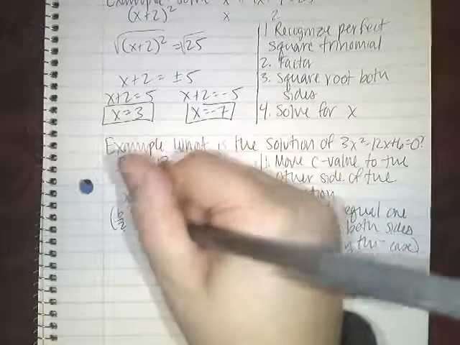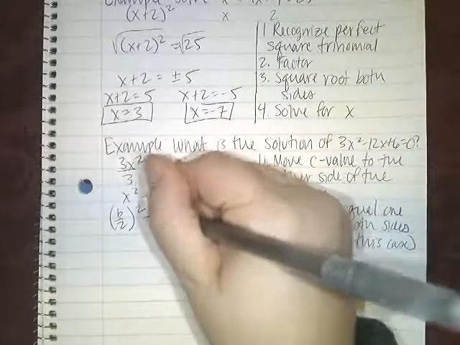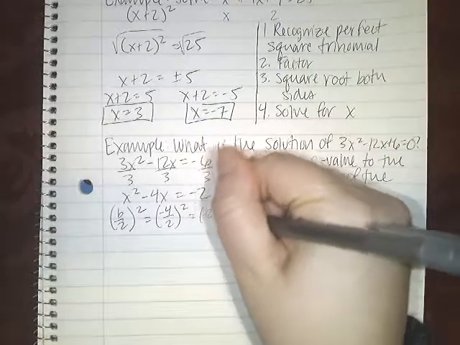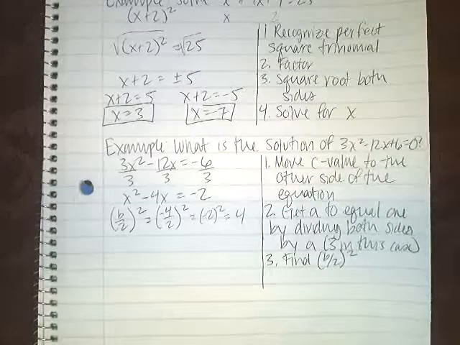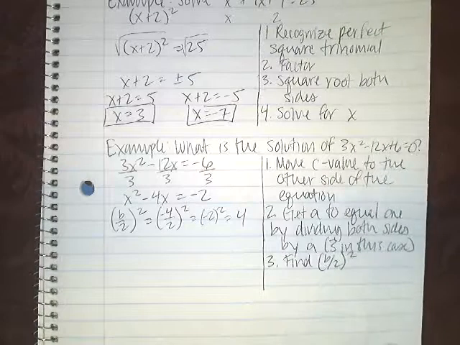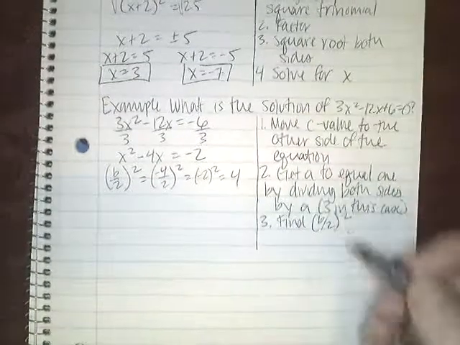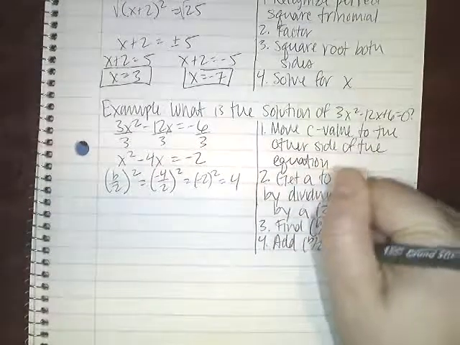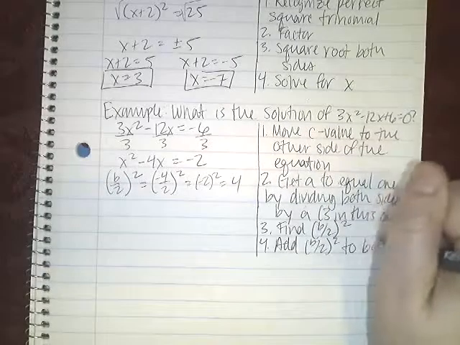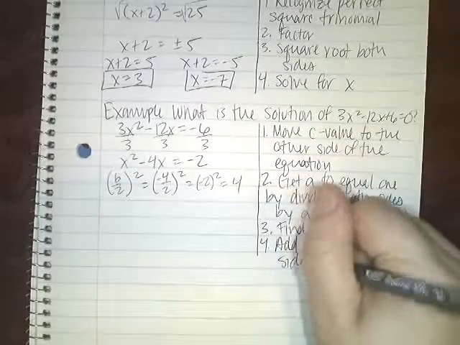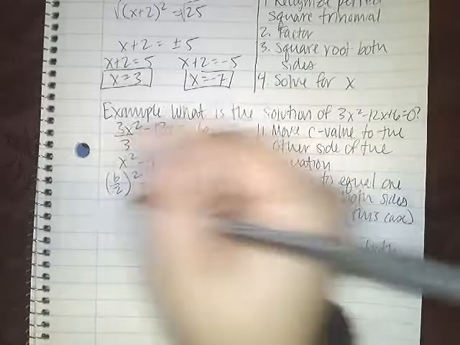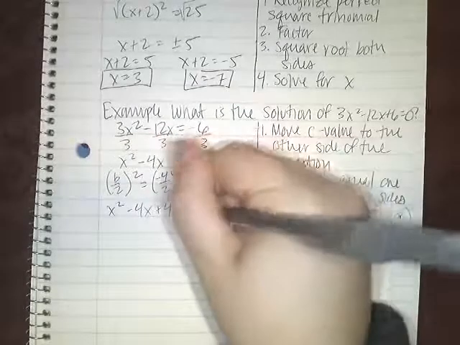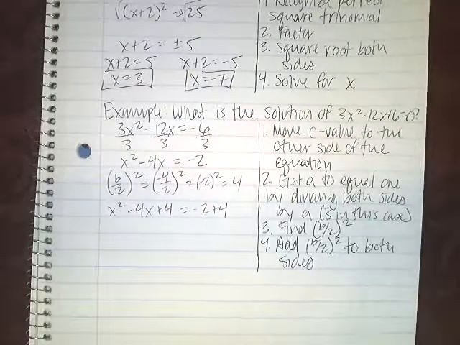So b over 2 squared, which in this instance will be negative 4 over 2 squared, which is negative 2 squared, which is 4. So I calculated my b over 2 squared value, and then I'm going to add that to both sides. And when I do that, I get x squared minus 4x plus 4 equals negative 2 plus 4.